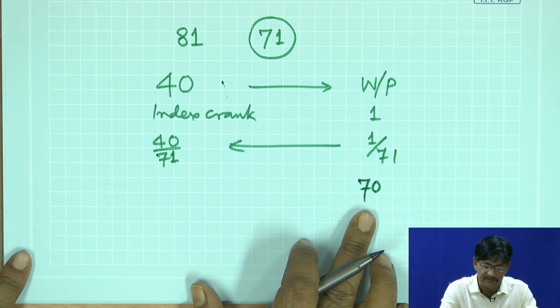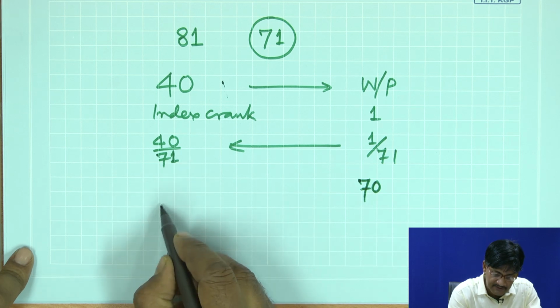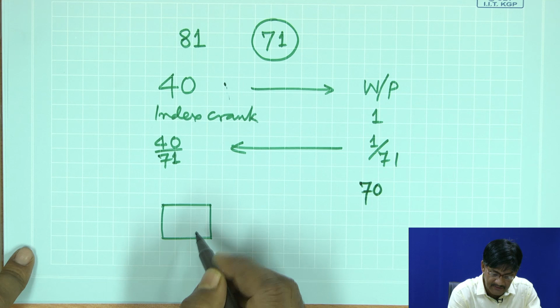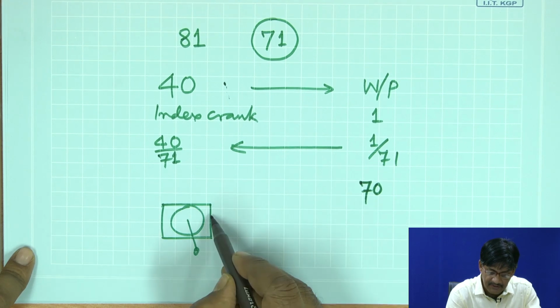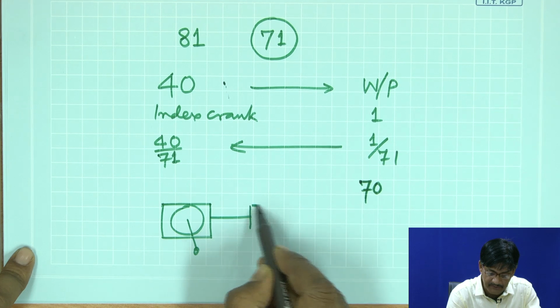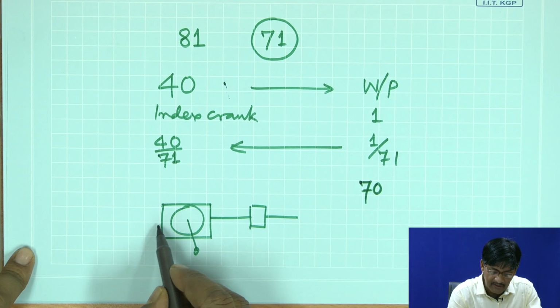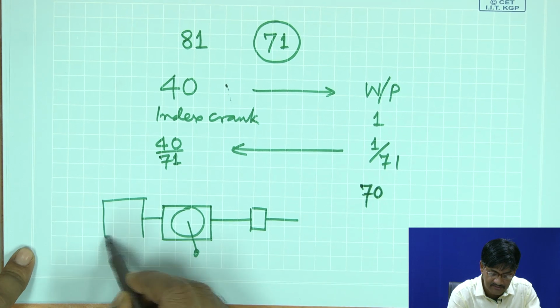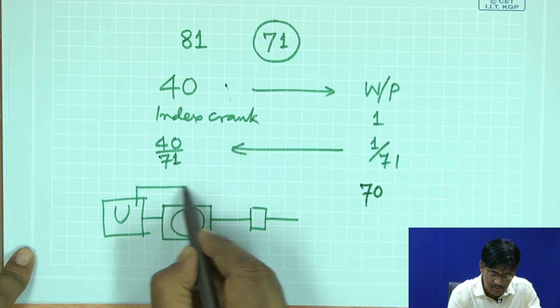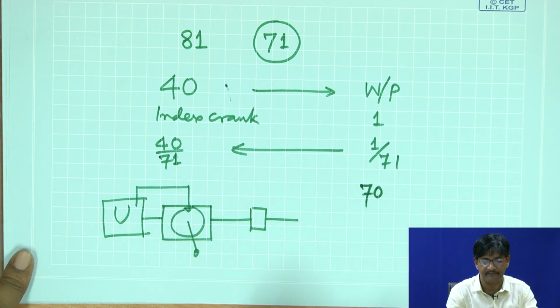So, if a 70-hole circle is there, what we can do is have a gearbox. The figure will be something like this. This is the indexing head, this is the index crank, this is the workpiece, and on the workpiece axis this is the gearbox, and this gearbox rotates the index plate.